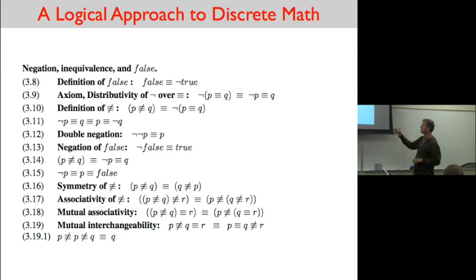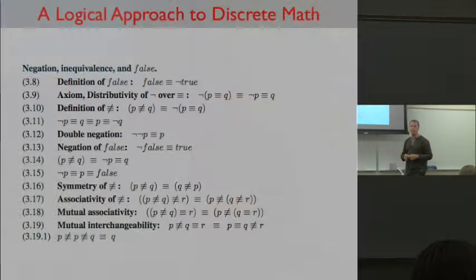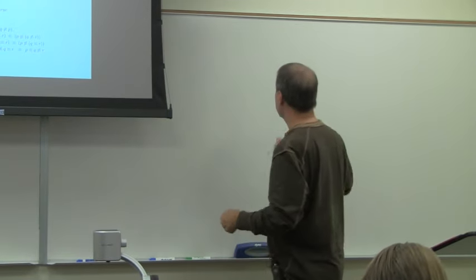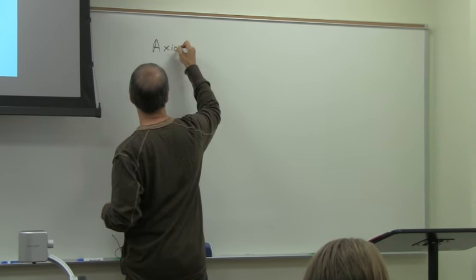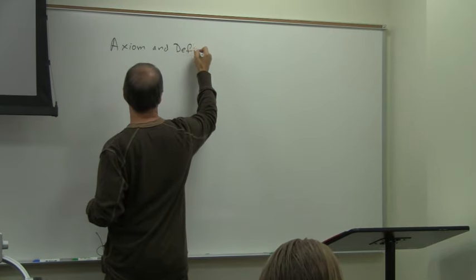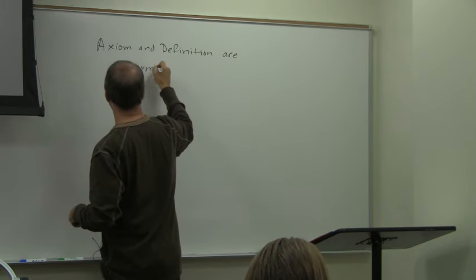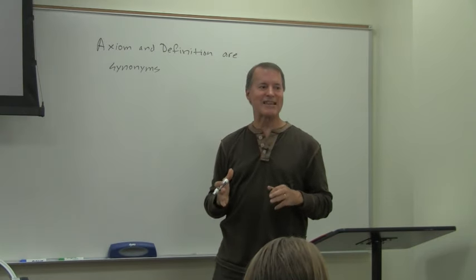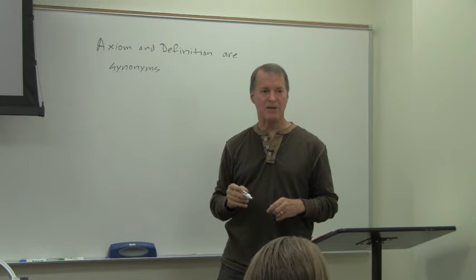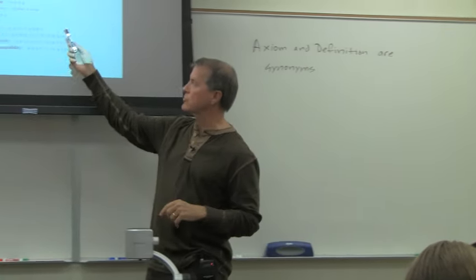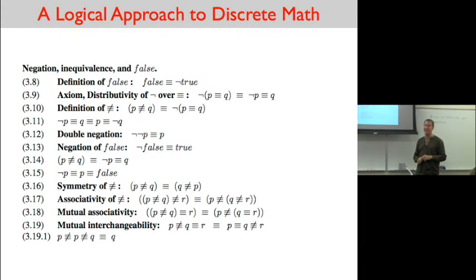Well, okay, first of all, you don't prove 3.8. Here's one other thing that I failed to mention last time. Notice that 3.8 says definition. Definition and axiom are synonyms. They mean the same thing. So anytime you see definition, it's the same thing as an axiom. I did not ask you to prove 3.8, because it's a definition, an axiom, and that's assumed. If you're trying to prove 3.8, you must have written down the assignment wrong, because I'd never ask you to prove that.